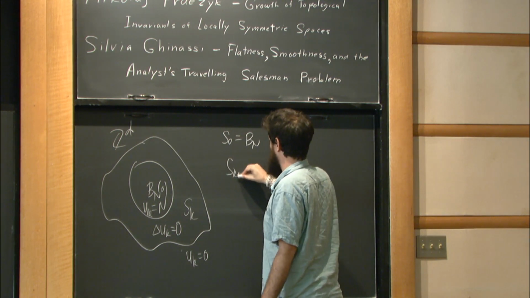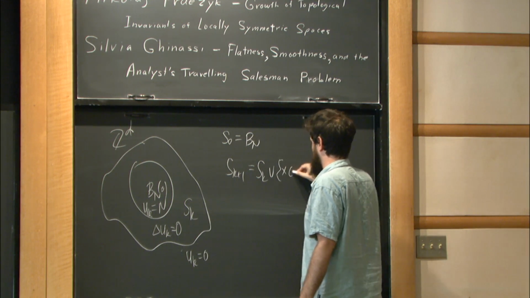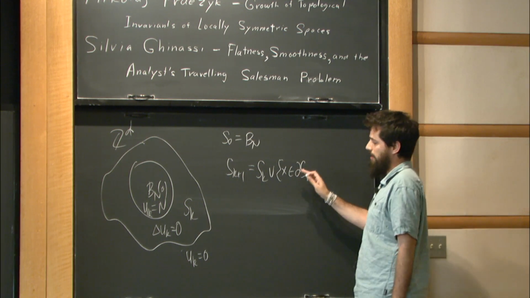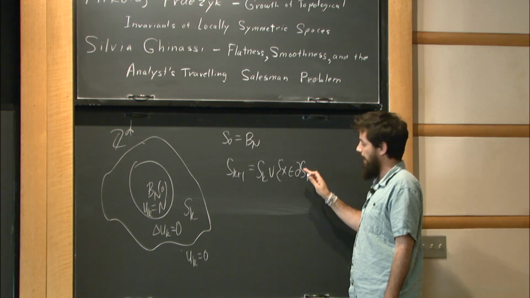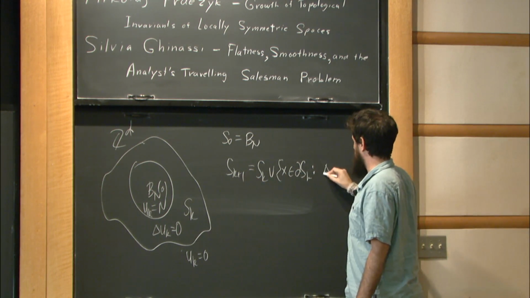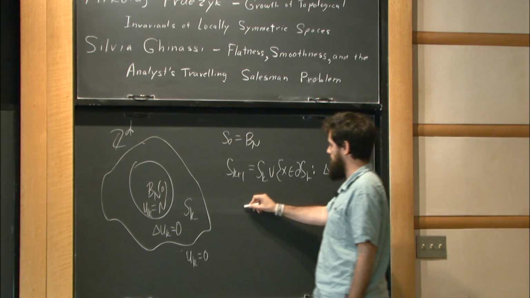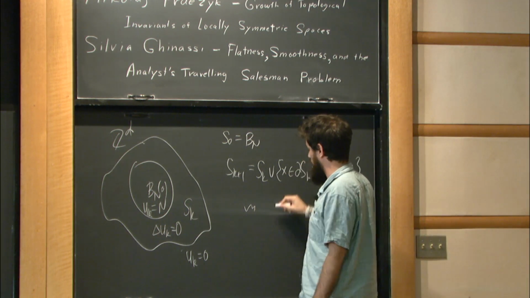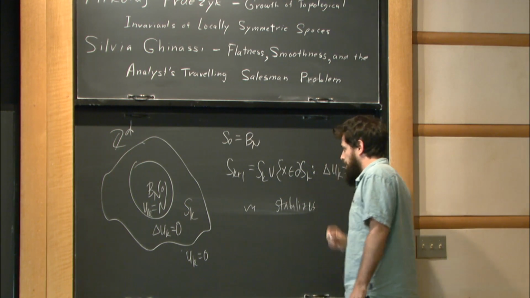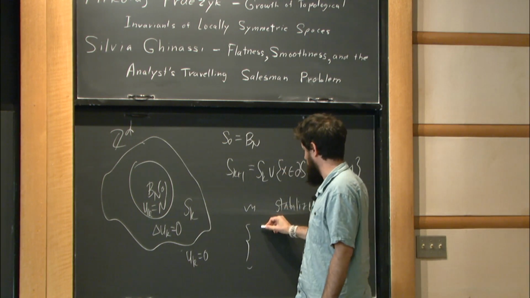And then S_{k+1} is just formed from S_k plus all of the points in the boundary of S_k. This is a discrete subset of the lattice. So by boundary here, I mean the outer boundary, the outer site boundary. So points that have a neighbor inside, such that the Laplacian of u_k is strictly larger than 1. And this is going to stabilize. So after a finite number of steps, it stabilizes to something. And what it stabilizes to is the minimal solution of the following problem.